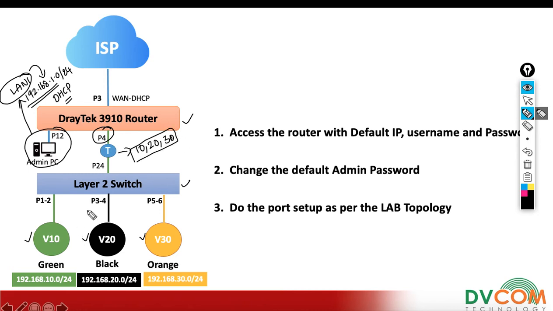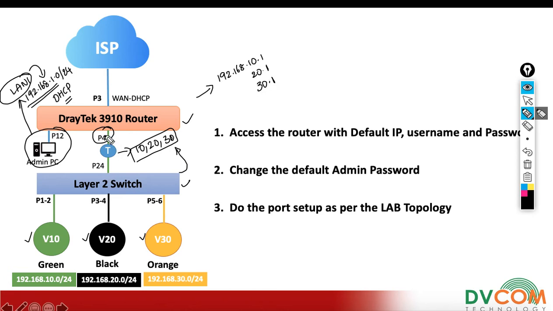So basically this is my layer 2 switch. Inside my layer 2 switch we have 3 VLANs, and the gateways I am going to configure inside my DrayTek router. For VLAN number 10 I am going to configure 192.168.10.1 as the gateway. For VLAN number 20 I am going to configure 20.1. For VLAN number 30 I am going to configure 30.1.